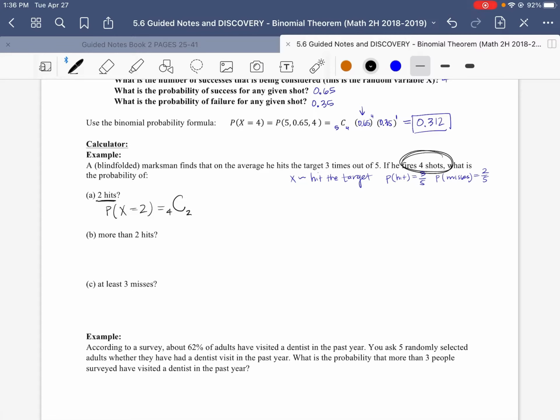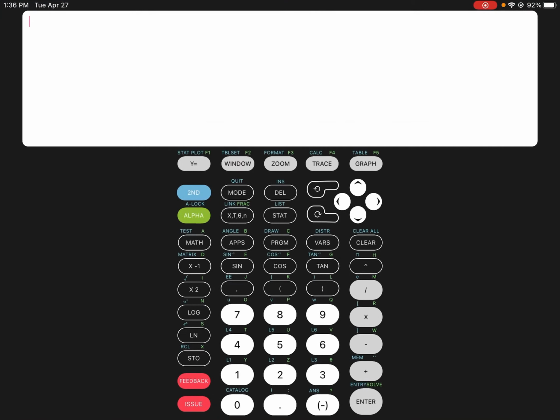So we do 4, choose 2. The probability he does hit is 3/5, and we want him to hit 2 of them. Probability he misses is 2/5, and those are the other 2 because he's shooting 4 total. Again, then we can plug this whole thing in our calculator, so let's do that one more time.